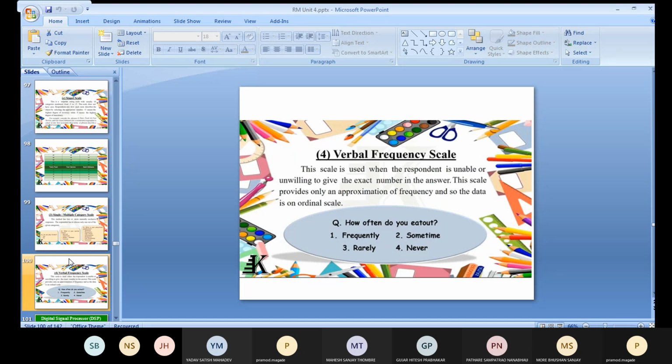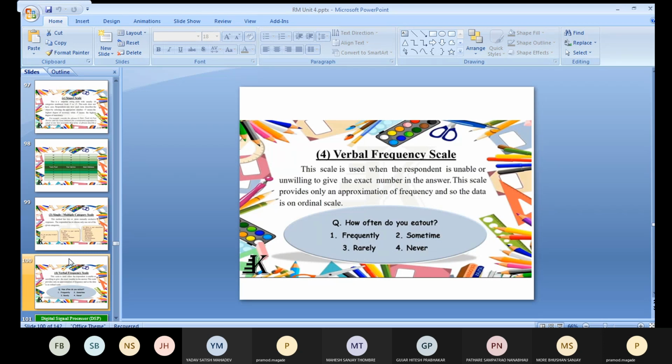This scale is used when the respondent is unable or unwilling to give the exact number in the answer. Correct. Suppose someone asks the same question, how often do you eat out? We cannot say last week 4 times, upcoming week 3 times, and so on. असं कोण सांगत बसत नाही exact. So a rough general idea or general answer is given.